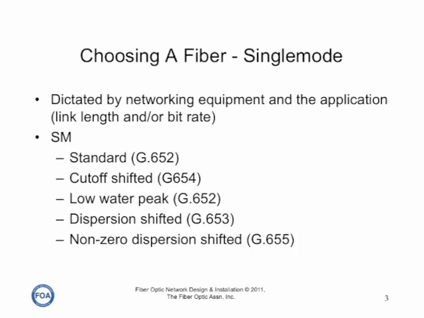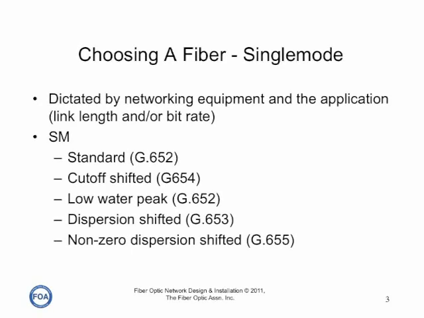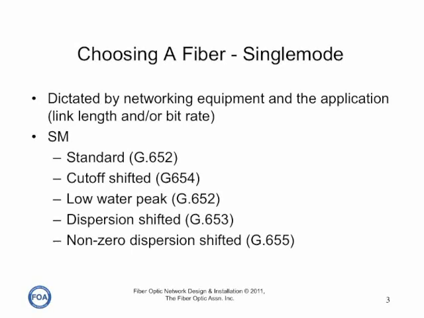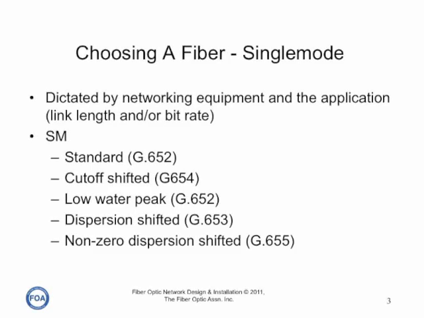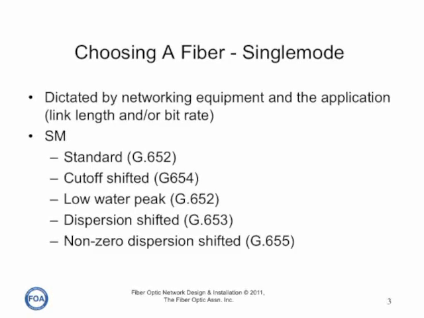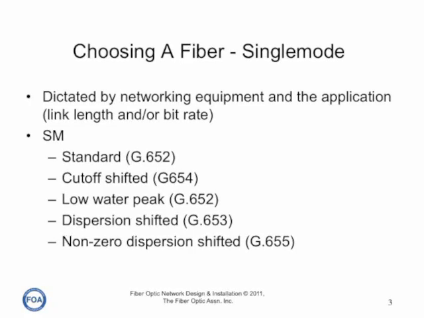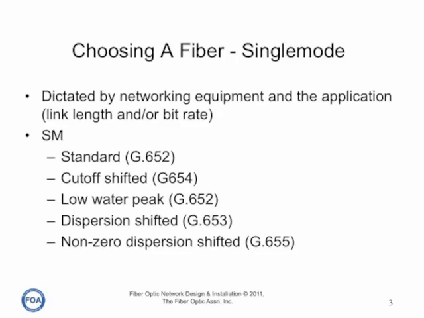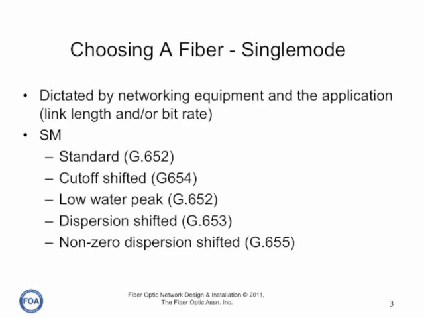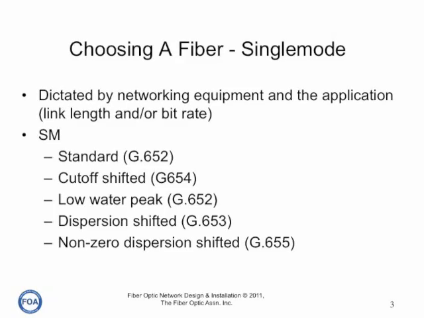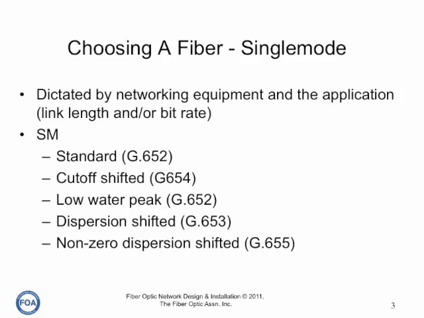While we often think of fibers as either single mode or multi-mode, there's a lot more choice than that. For example, in single mode fiber, typical for outside plant, you can use standard single mode fiber, which you'd use in a metropolitan network, unless of course you wanted to do coarse wavelength division multiplexing, and you'd use a low water peak fiber. Longer lengths would use cutoff shifted fiber or dispersion shifted fiber, especially if you're going to be dealing with dense wavelength division multiplexing.